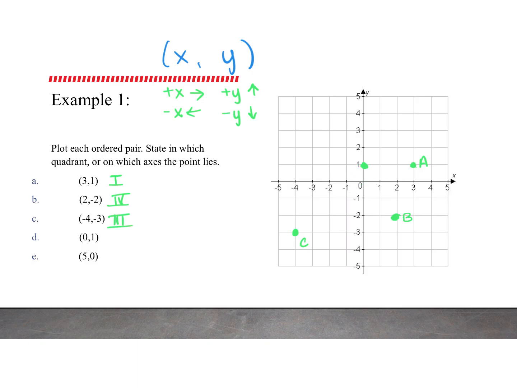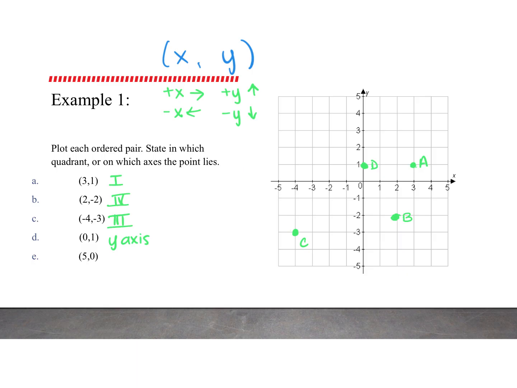Erase off our extra markings. We'll label that one as D. And then notice it's not really in a quadrant. It's like on the line between quadrant 1 and quadrant 2. So whenever that happens and you end up with something on one of your axes lines, then we just label it based off which axes it's on. So we're going to say that it's not on a quadrant, it's on the y-axis.